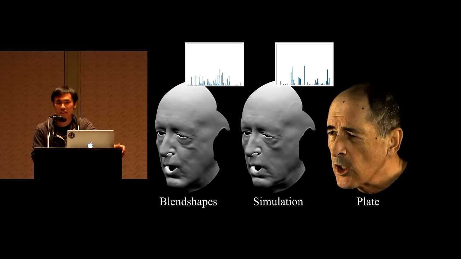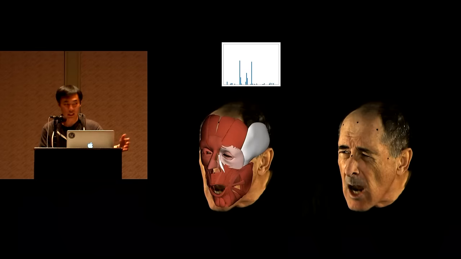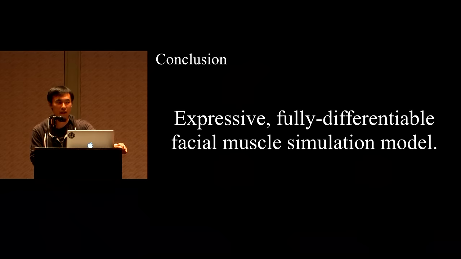We target geometry, and we target RGB images using a differentiable renderer, and thus we show that we can use this in any sort of Jacobian-based optimization. And if you want to see these videos, I can show them to you on my laptop at the poster session. So in the end, we introduced a fully expressive, fully differentiable muscle simulation model.